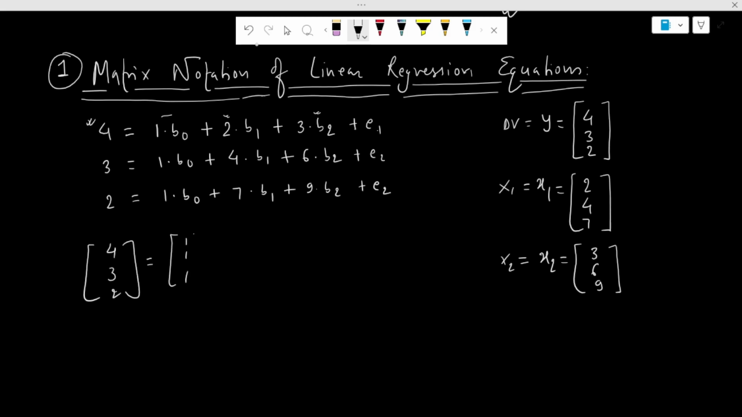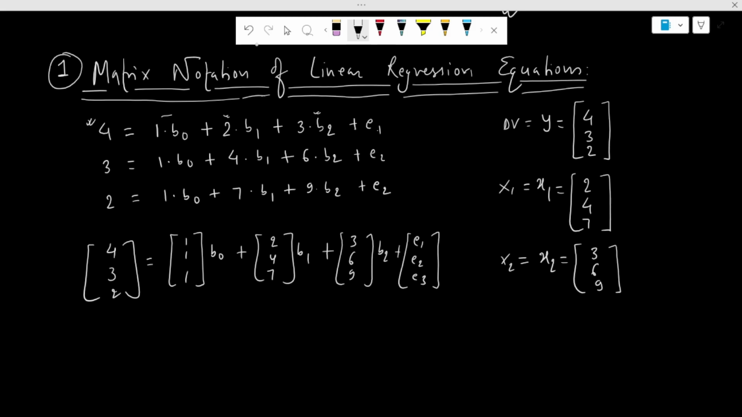So we have beta 0 as common, so we write it as the factor of 1 plus, and we have again beta 1 is common, so we have 2, 4, 7, and then beta 1 plus again beta 2 is common, 3, 6, 9, and then we have beta 2 plus the error term. So here our dependent variable is equal to the sum of the scaled independent variables.